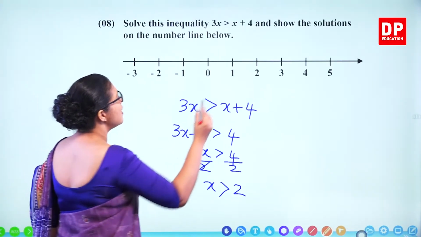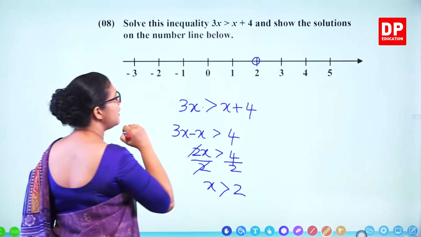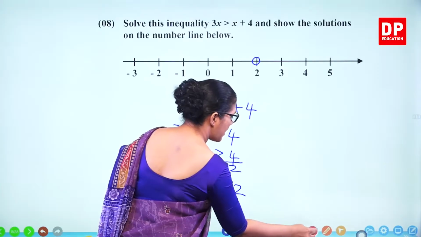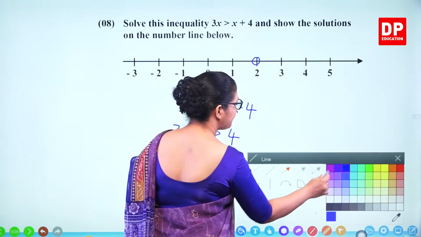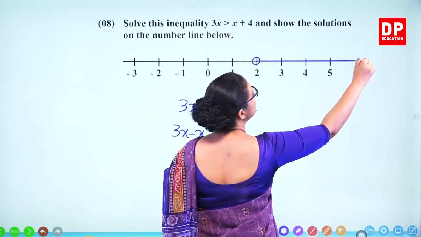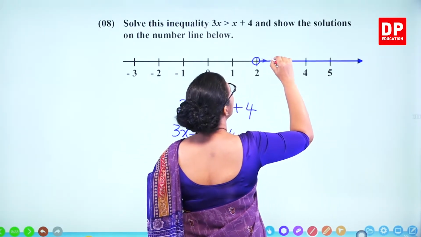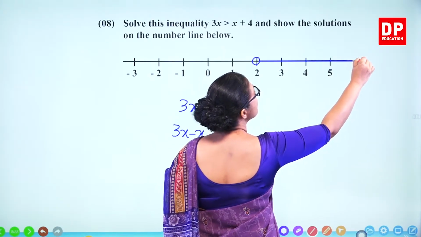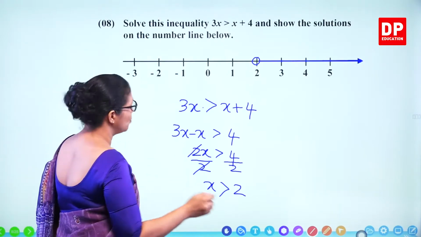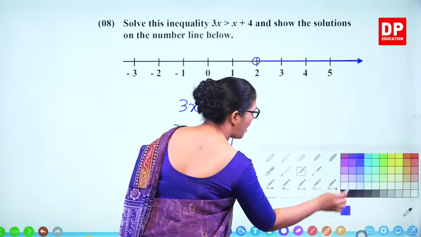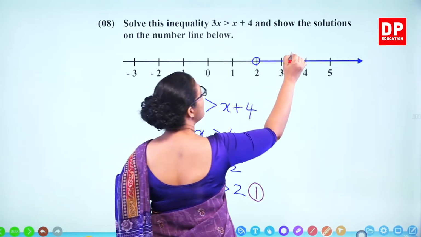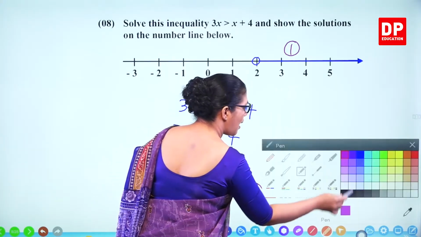So that means you draw an open circle on 2 and then draw the line towards the right side. So this side. I'll draw another line to see it clearly. So that way, x greater than 2. So you get 2 marks, 1 mark for this inequality and 1 mark for drawing on the number line.